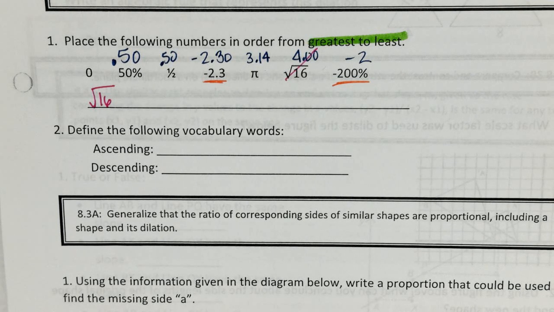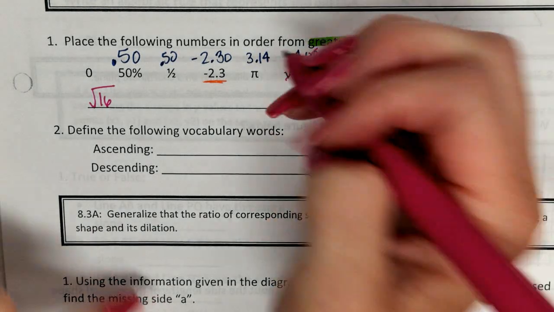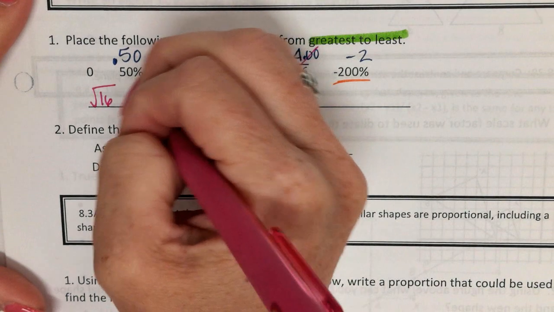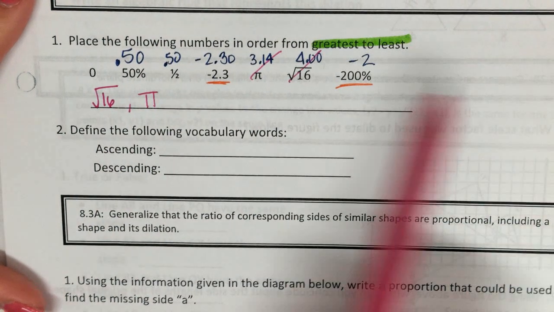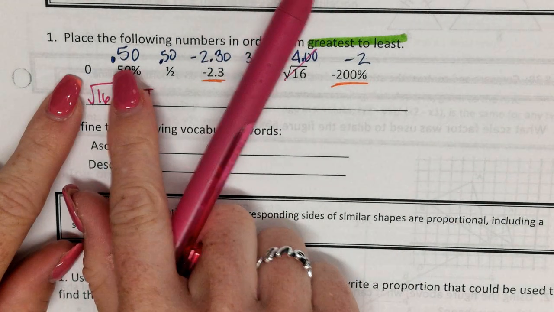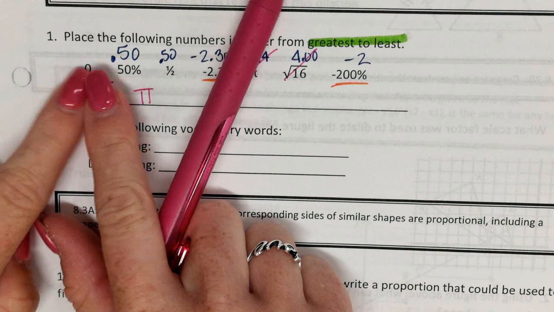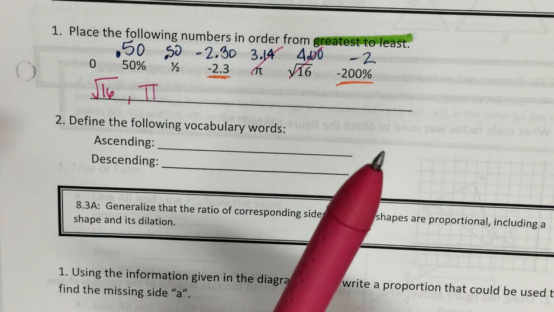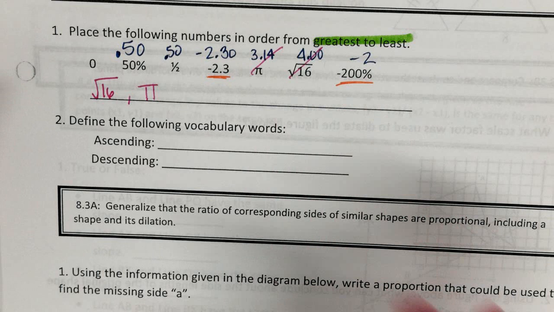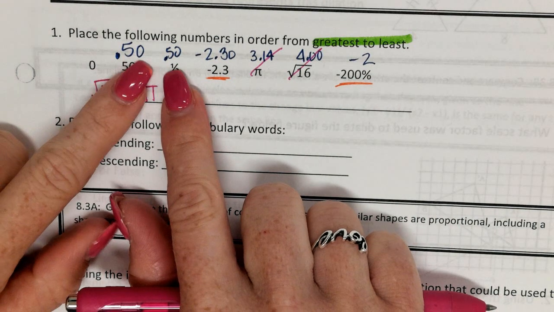Which one would come next? Look at it as money. Pi. $3.14. So pi. Okay, out of these three, which one is the greatest? $0 or 50 cents? 50 cents. Are these the exact same?